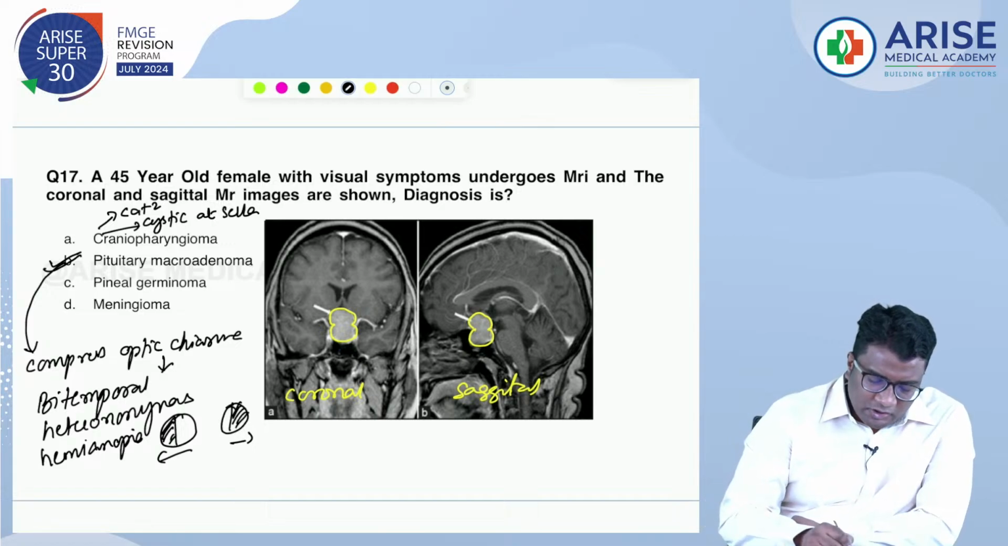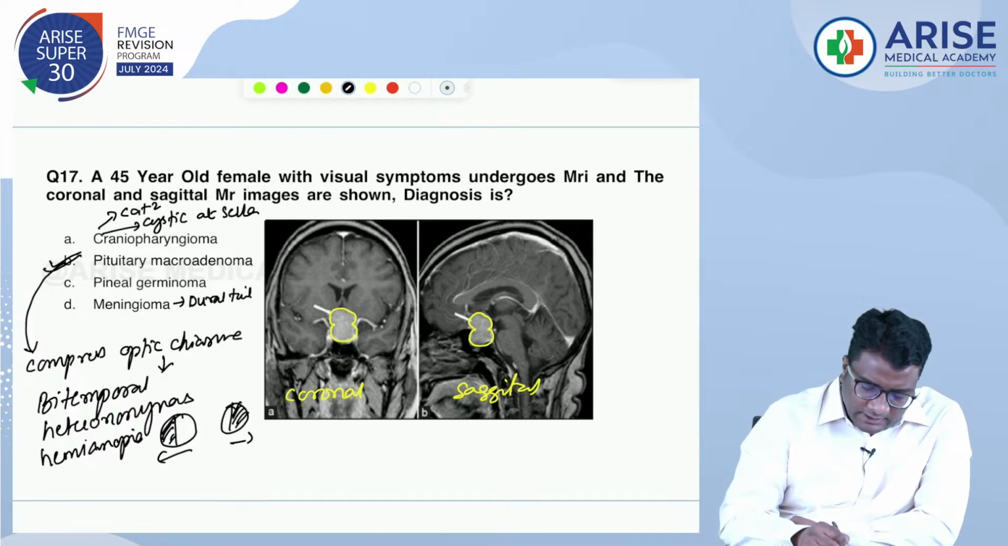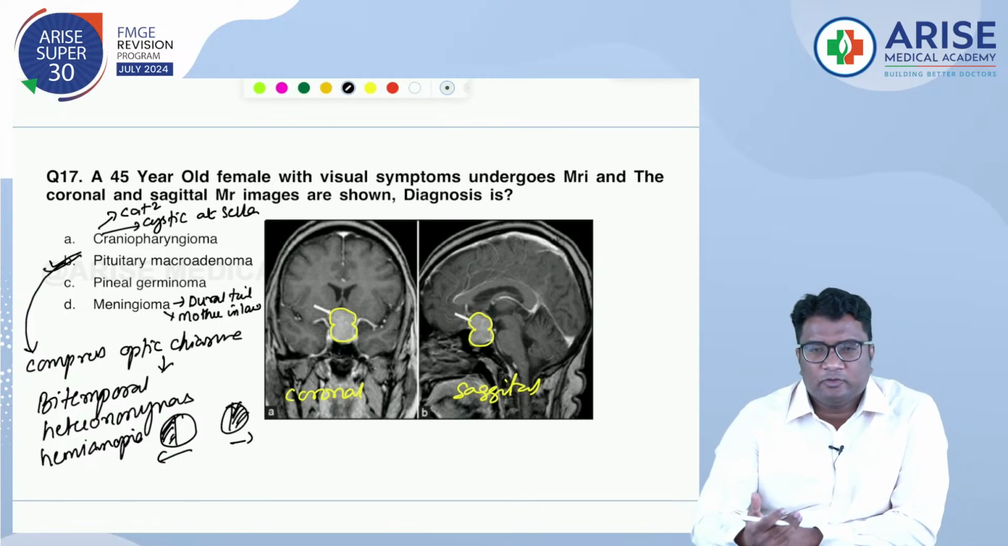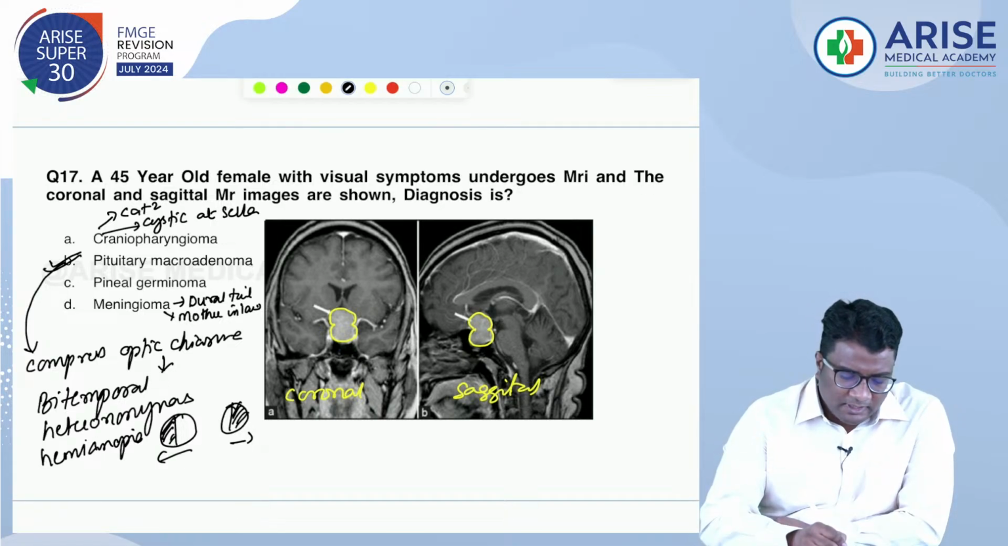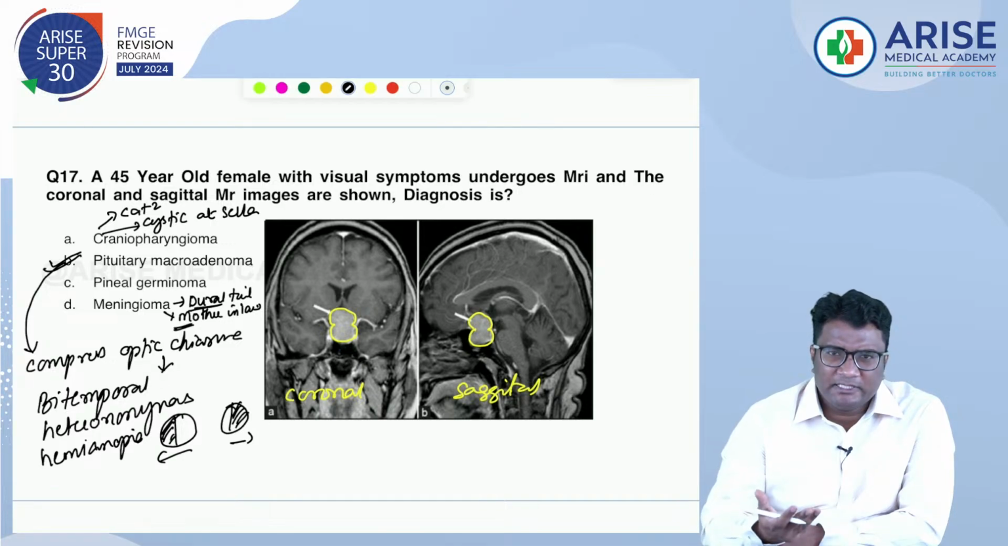Right? And meningioma, remember two signs: dural tail sign and mother-in-law sign. Intense contrast enhancement, which is early to come and late to go. Early enhancement and delayed washout, like a mother-in-law, early to come and late to go. That contrast enhancement pattern is called mother-in-law sign, a feature of meningioma. The dura mater is the meningeal layer, right? So dural tail sign and mother-in-law sign are features of meningioma.